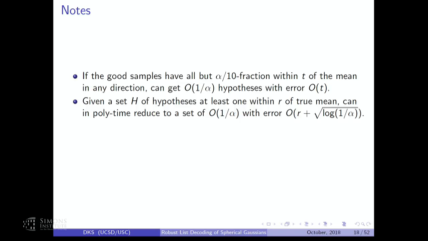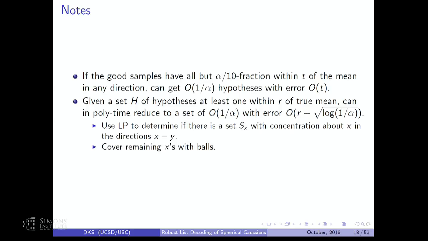Secondly, there is an effective version of this argument, which says that, well, maybe I can't generate this infinite set of hypotheses and deal with it, but if you gave me some set of hypotheses H and guaranteed to me that at least one of these hypotheses was within R of the true mean, I can cut that set down to a set of only O of 1 over alpha many hypotheses with error O of R plus root log 1 over alpha, and I can do that in polynomial time. And the basic idea is that in order for this argument to work, I only need this concentration to work in directions along differences between x and y, where x and y are in my set. And since there are only a reasonable number of those, I can just use linear programming to see, for which of these hypotheses x, is there a set SX that has the appropriate concentration in all of the relevant directions?